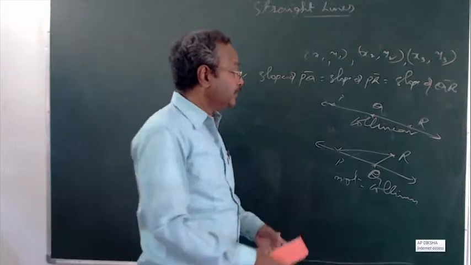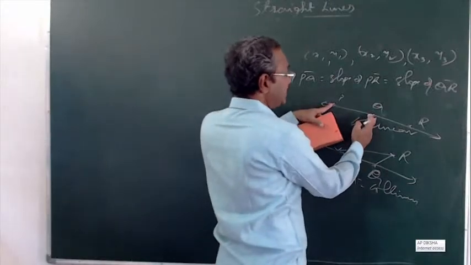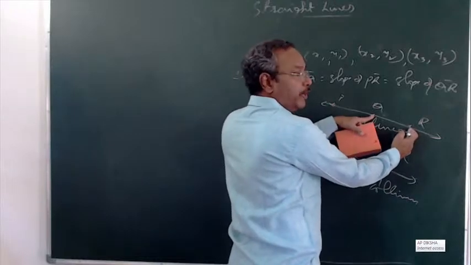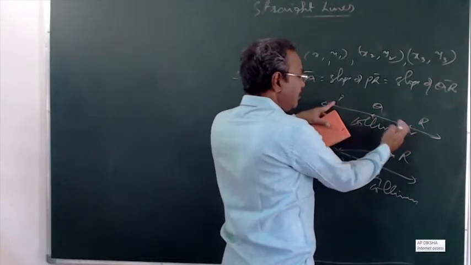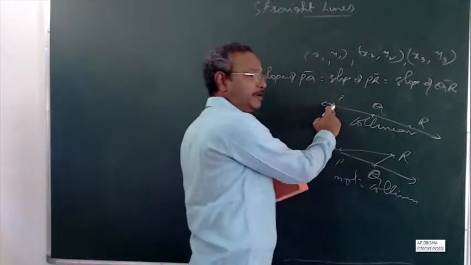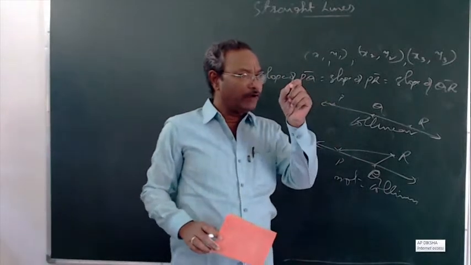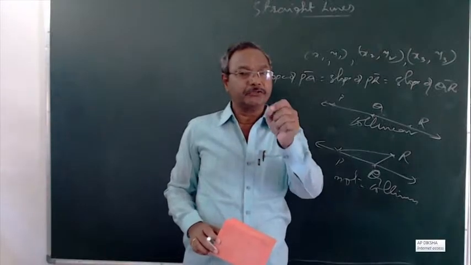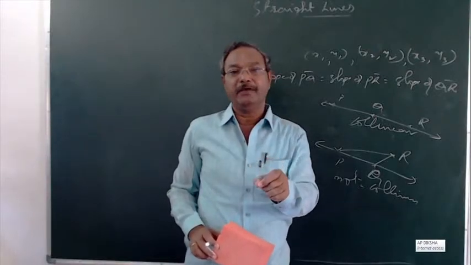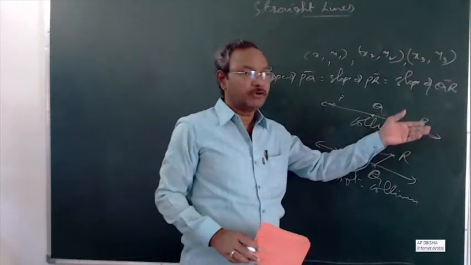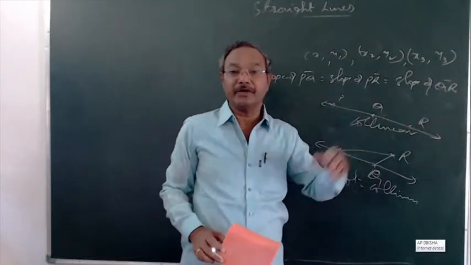Why? Because if slope of PQ is equal to slope of PR, you need not go for QR because PQ and PR have a same common point P. So you can find only one straight line passing through a fixed point P and a fixed slope M. So QR should also have the same slope, that is an implied one.